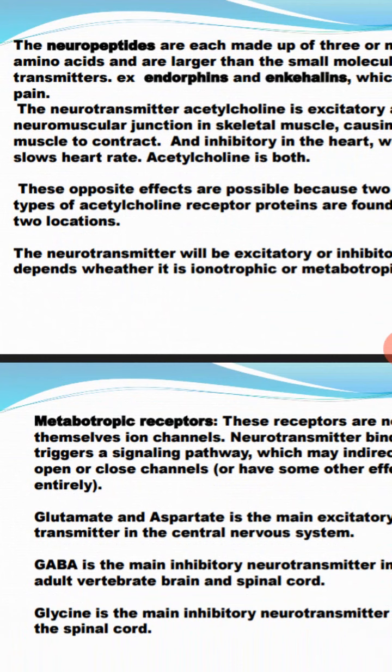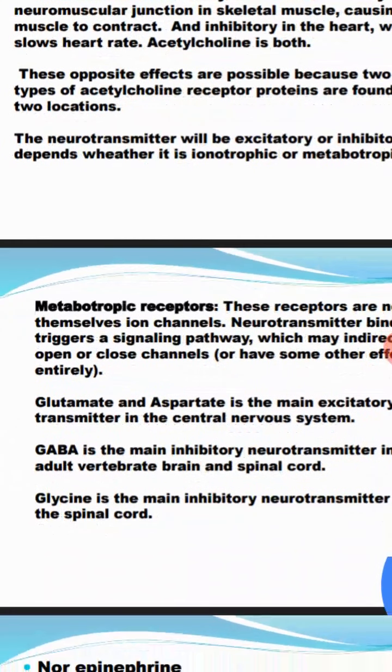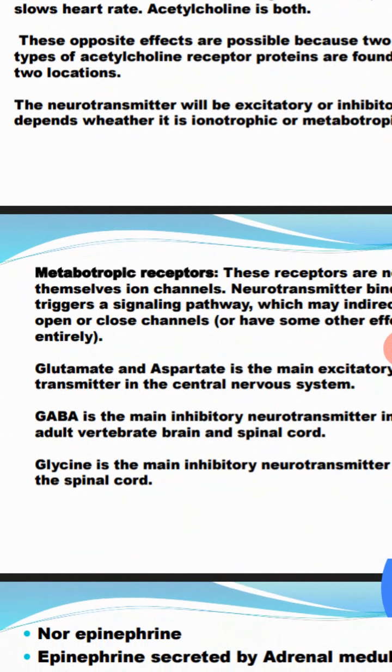Where? In the central nervous system. So which are they? Glutamate and aspartate are the excitatory neurotransmitters in the central nervous system. GABA is the inhibitory neurotransmitter in the vertebrate brain and the spinal cord. Glycine is also an inhibitory neurotransmitter in the spinal cord. So acetylcholine is both excitatory and inhibitory. Glutamate and aspartate are excitatory transmitters, and GABA and glycine are inhibitory neurotransmitters. So you remember these things. It depends on this metabotropic nature.